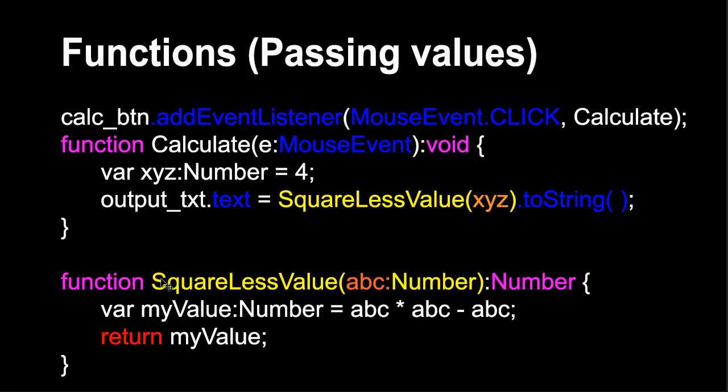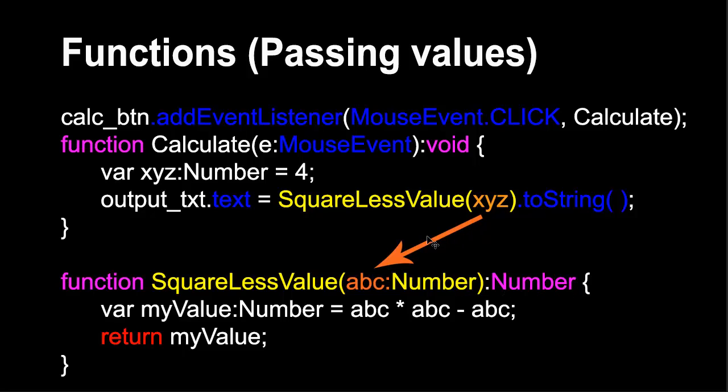In my function definition, I have the name of my function, square less value, and then inside parentheses I have a parameter. And the parameter in this case is called ABC. And what's going to happen is the value of xyz, which is 4, gets placed in the value of my variable ABC. So 4 now becomes ABC, and one critical thing here is the data type of this parameter must be the same as the data type of the argument that's being passed. xyz is a number. This must be a number. And then after the colon, we've had void in the past because we didn't return anything. Now we're going to return a number value, and so my data type for return is also data type number.